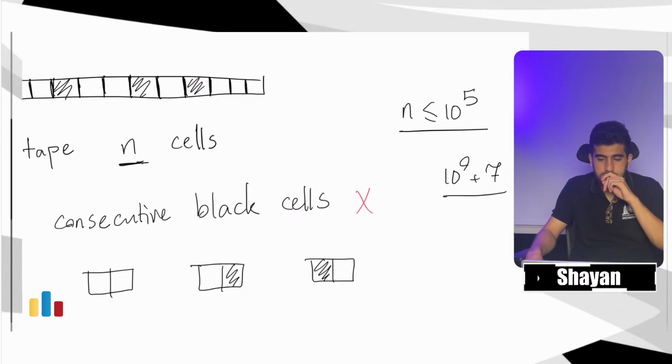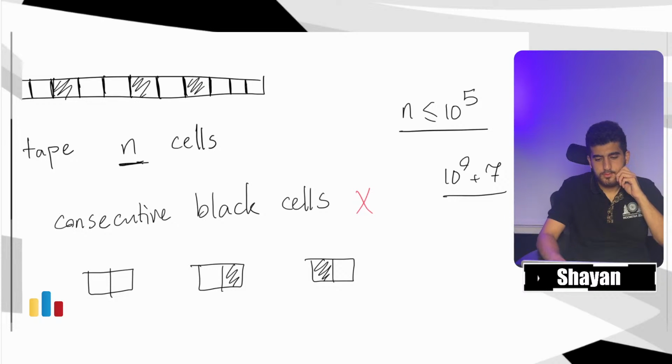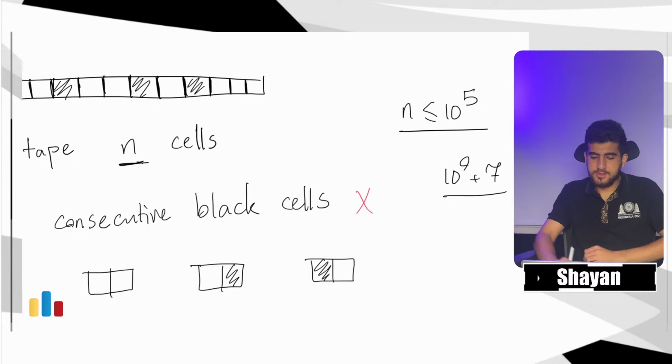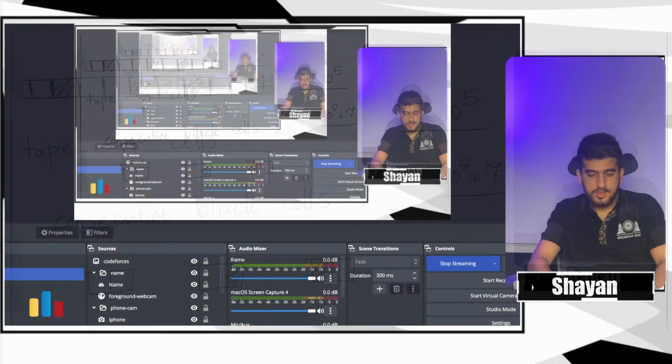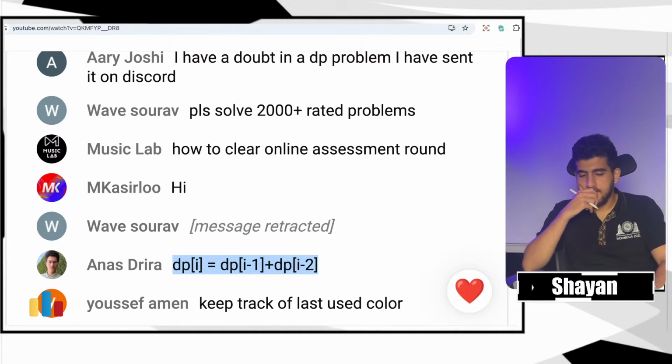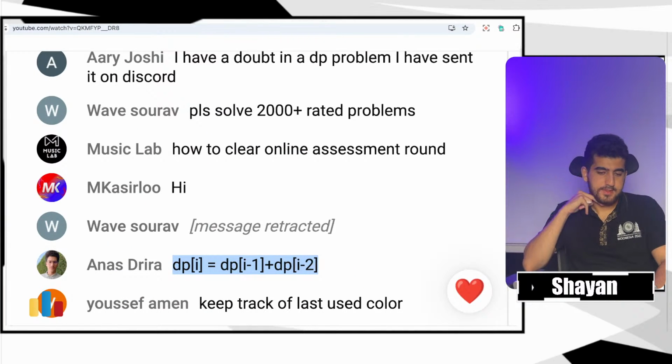So what can we do, guys, on this problem? Very nice idea. Yes, exactly. The first idea that you guys are discussing is this: dp of i is equal to dp of i minus 1 plus dp of i minus 2. That's a very good idea. But why is that?